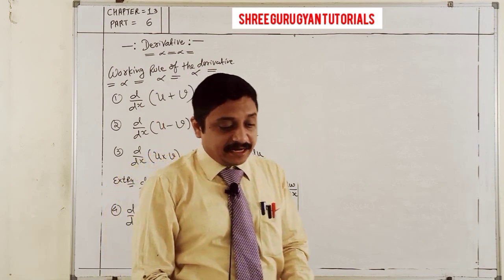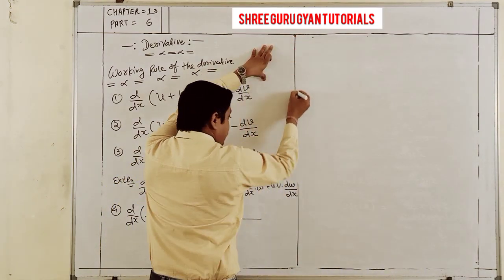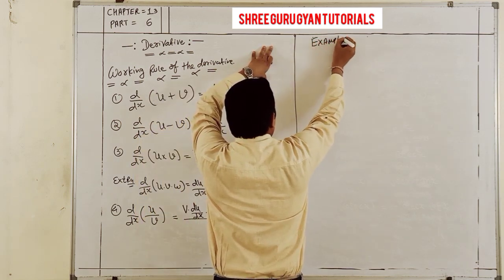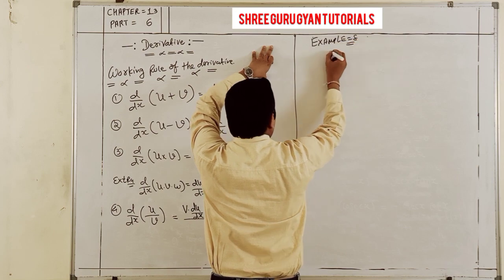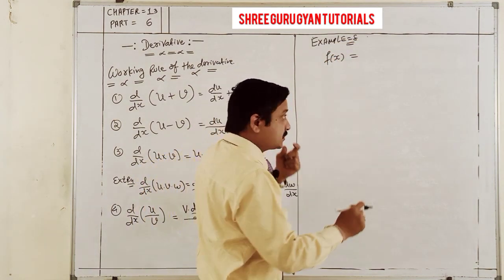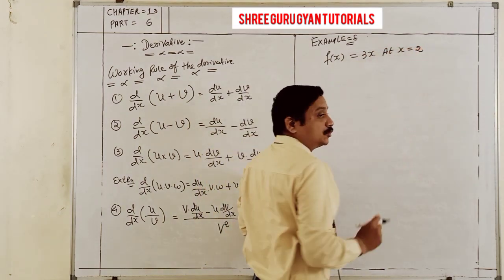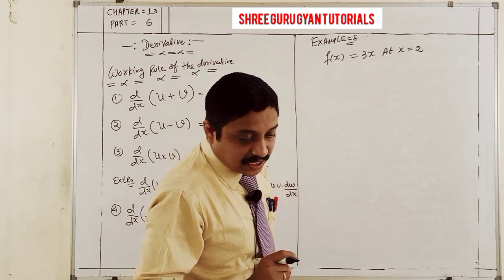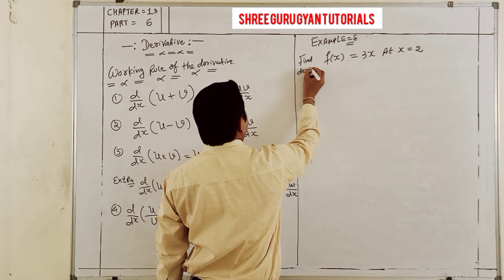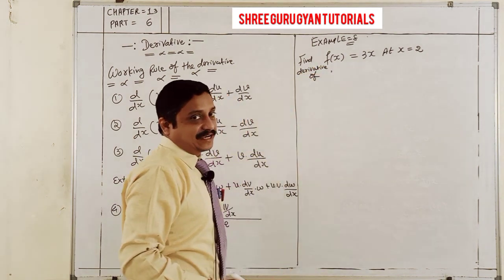Example start in the derivative, solve by the rule of definitions. Very easy. Find the derivative of the function f(x) = 3x at x equal to 2. f(x) is equal to 3x and x is equal to 2. The question is there: find the derivative of the given f(x) = 3x at x equal to 2.